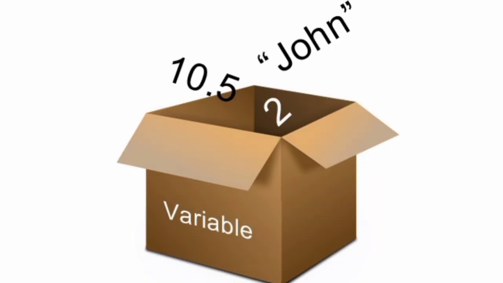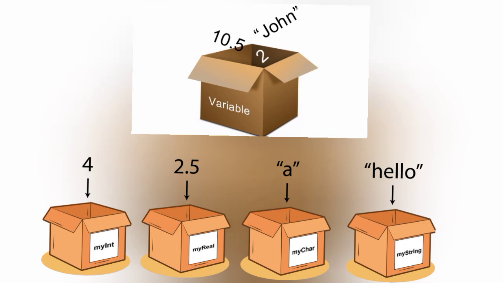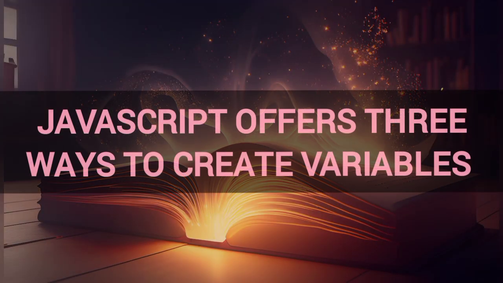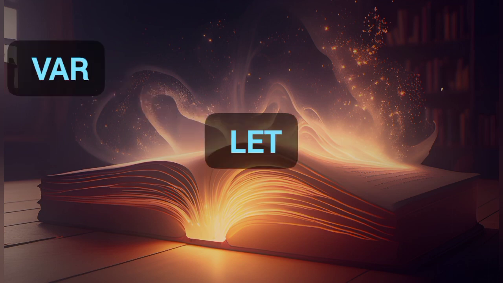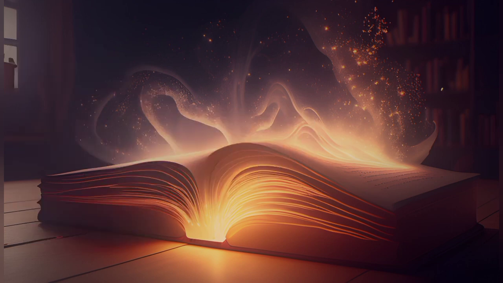What are variables? Variables are like little storage containers for your data. They hold values that your code can work with, such as numbers, text, or even other variables. Think of them as a way to organize and manipulate information within your programs. JavaScript offers three ways to create variables: var, let, and const. Each has its own unique characteristics and use cases.